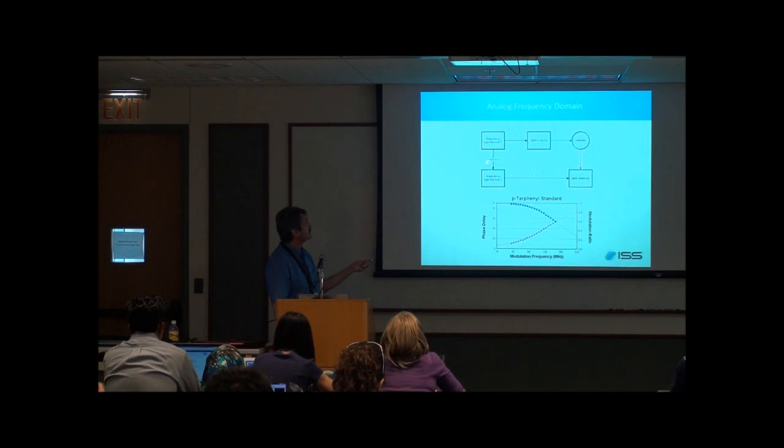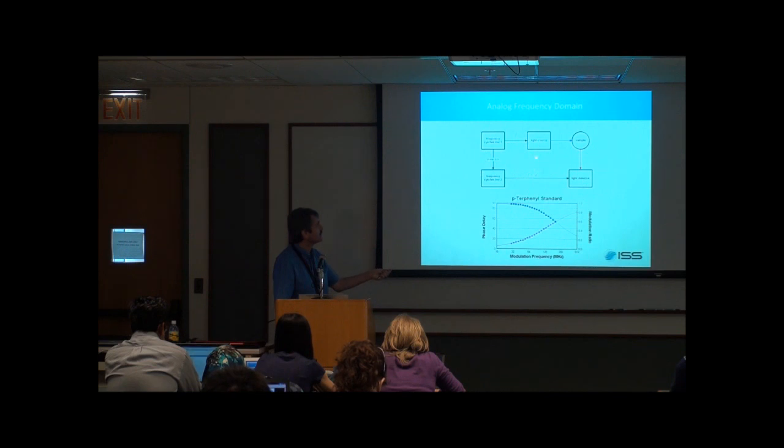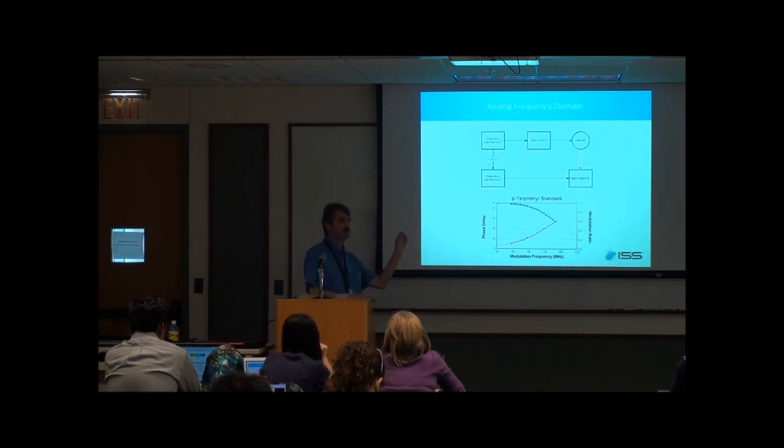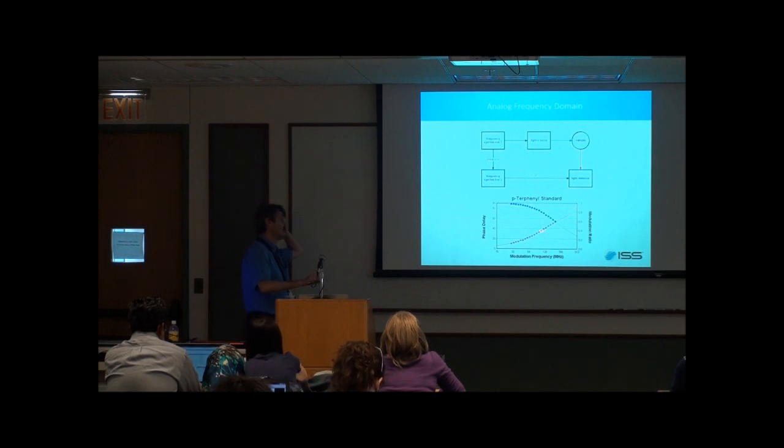In analog frequency domain, we use a synthesizer to produce this modulation of the light source. There is a second synthesizer that produces a modulation similar to the initial modulation. It goes to the light detector. This allows us to determine the phase shift and the demodulation. And this is the typical result.